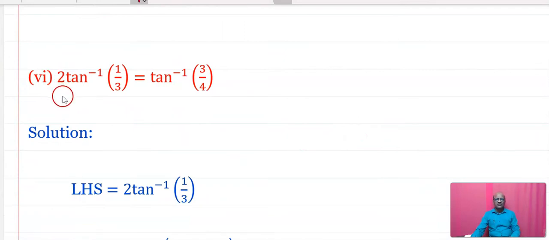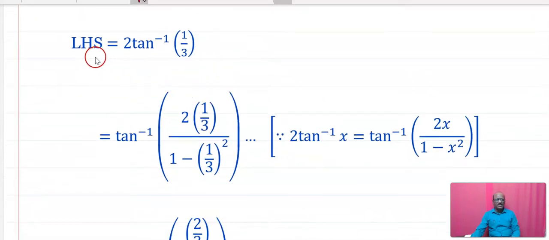Next is 2 times tan inverse of 1 by 3 is equal to tan inverse of 3 by 4. Again here the LHS is 2 times tan inverse of 1 by 3. 2 times tan inverse of x means what? Tan inverse of 2x upon 1 minus x square. Similarly here, tan inverse of 2 into 1 by 3 upon 1 minus (1 by 3) square.